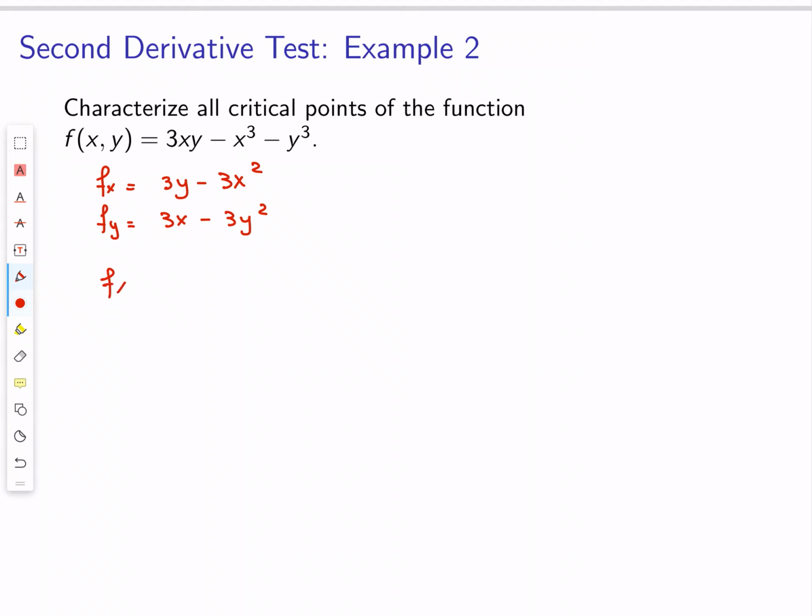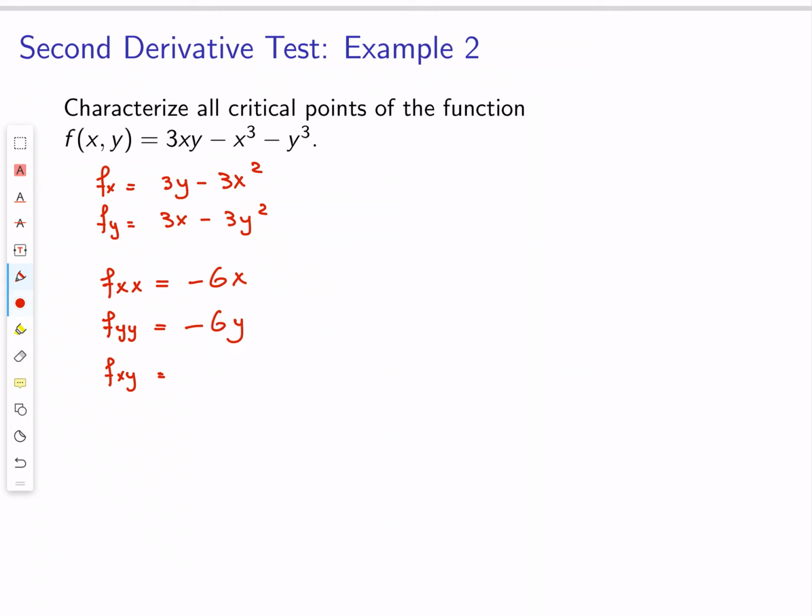That then allows us to find the second partial derivatives. f sub xx is the derivative of f sub x with respect to x. So 3y gives me nothing, minus 3x squared gives me minus 6x. And f sub yy, I take the derivative with respect to y of f sub y. The derivative of 3x is 0. The derivative of minus 3y squared is minus 6y.